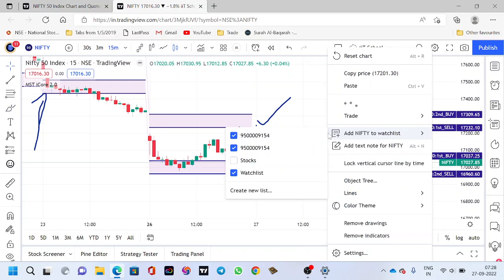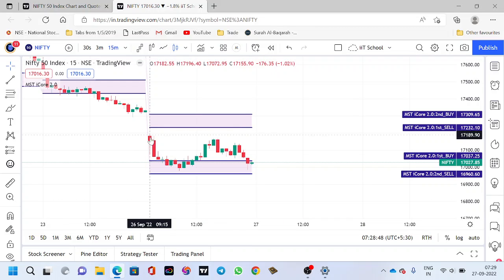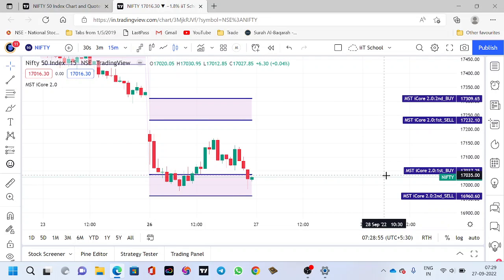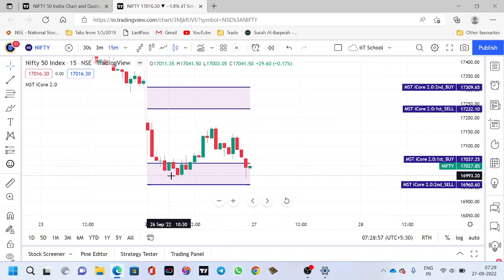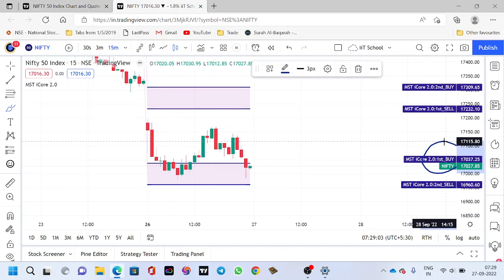Once this is done, you have to wait for the market to settle down. Either the market has to come down and touch the bottom side, or it has to go and touch the upper side. If it is coming down to the bottom side first, you have to take the buy entry. See here, it is clearly mentioned as buy. And here it is also mentioned as sell.